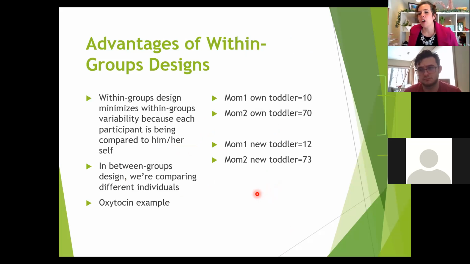Okay. The within group design, again, minimizes variability because each participant is compared to him or herself. When we're looking at between group designs, we're comparing different individuals. So that can inherently be problematic. It may be, again, an idiosyncratic difference, right? Is there something about the participant themselves that is causing that difference? Okay. All right.